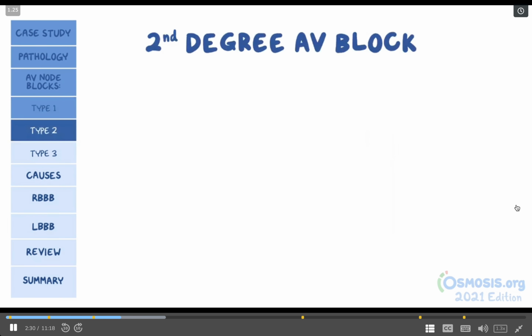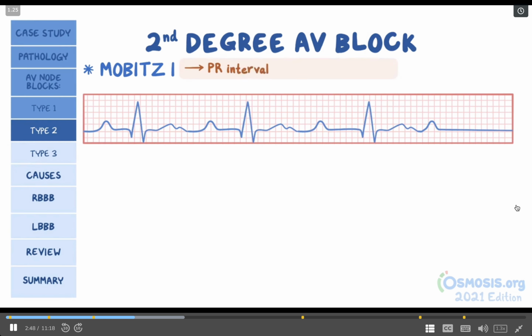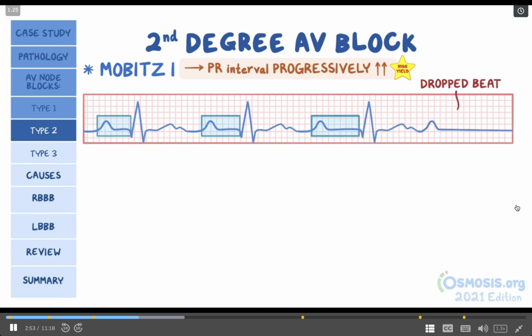Second degree AV block has two subtypes, Mobitz 1 and Mobitz 2. In Mobitz 1, each atrial impulse encounters a longer and longer delay until one of them doesn't make it through to the ventricles. The high yield concept here is that on the ECG, this is reflected as the PR interval getting progressively longer and longer until all of a sudden the heart drops a beat.